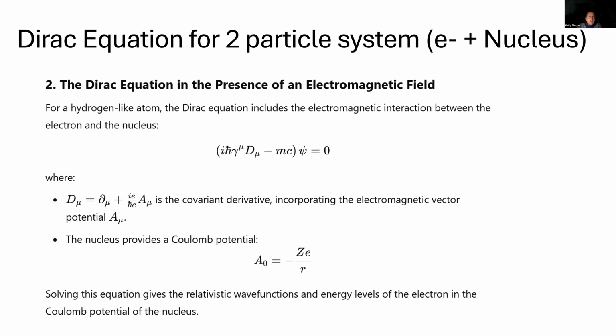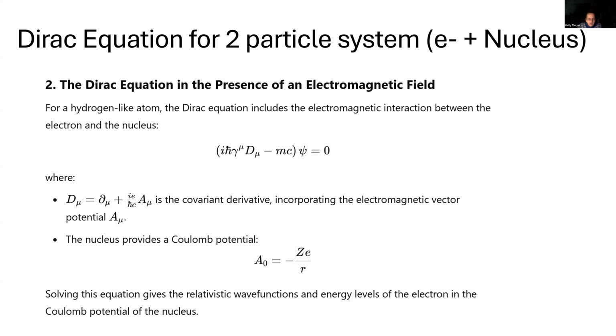So this tells us the Dirac equation for particles in the system. So the Dirac equation in the presence of an electromagnetic field. So for a hydrogen-like atom, the Dirac equation includes the electromagnetic interaction between the electron and the nucleus. So i h bar gamma^mu D_mu minus mc, all of that times psi equals 0. So D_mu is really representative of this operator here. It's taking some partial derivatives.